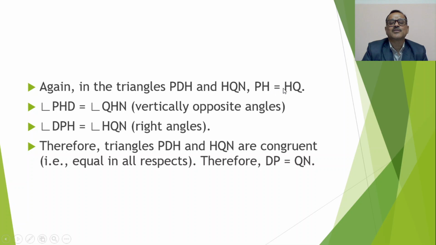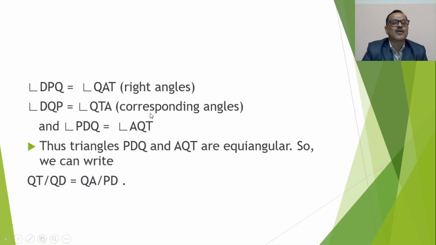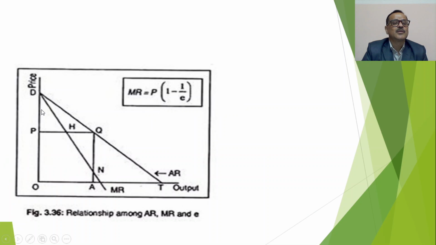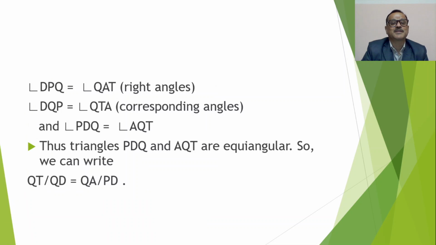Now PS is equal to SQ, because here M are bisects. M are passing through, bisecting the area between OQT. That is why PS equal to SQ, according to the theory of trigonometry.